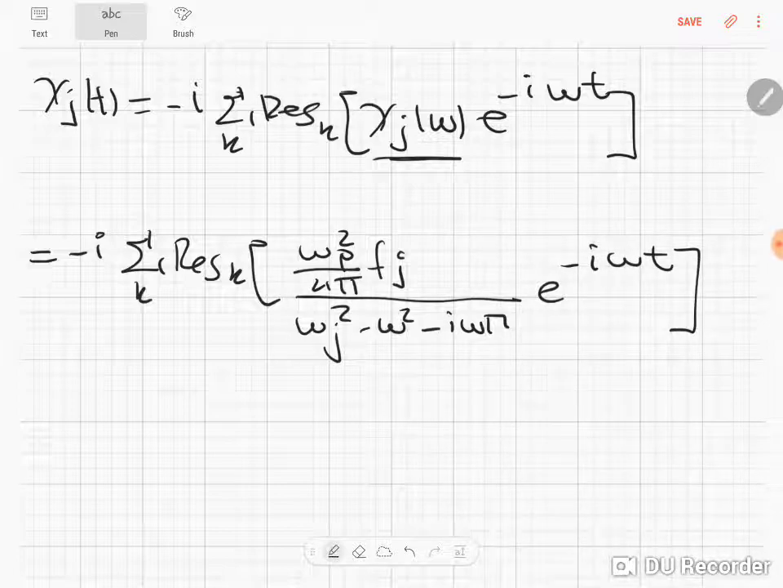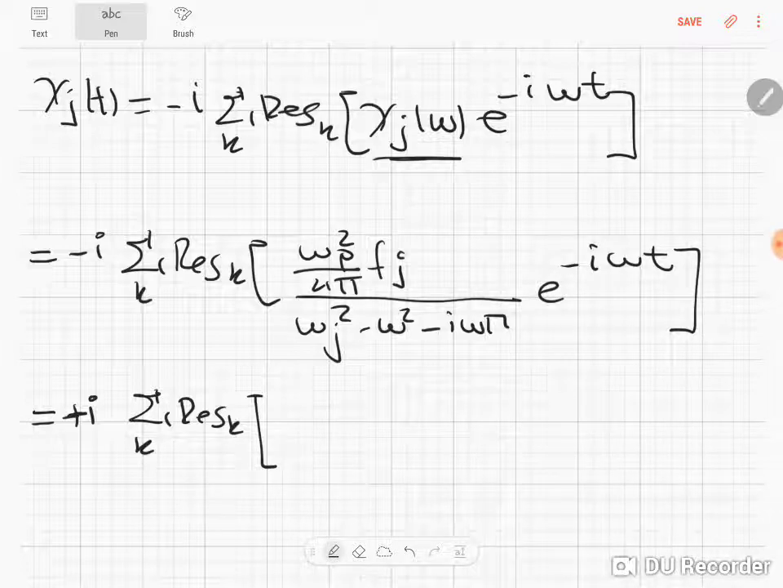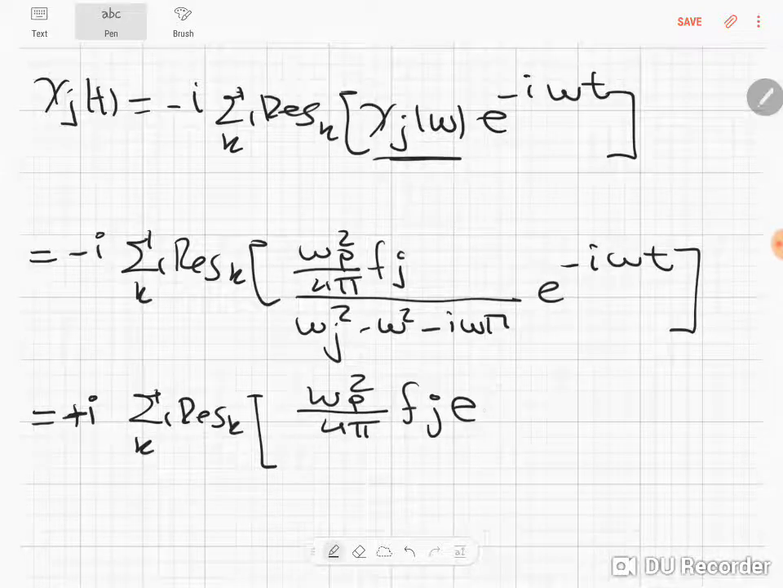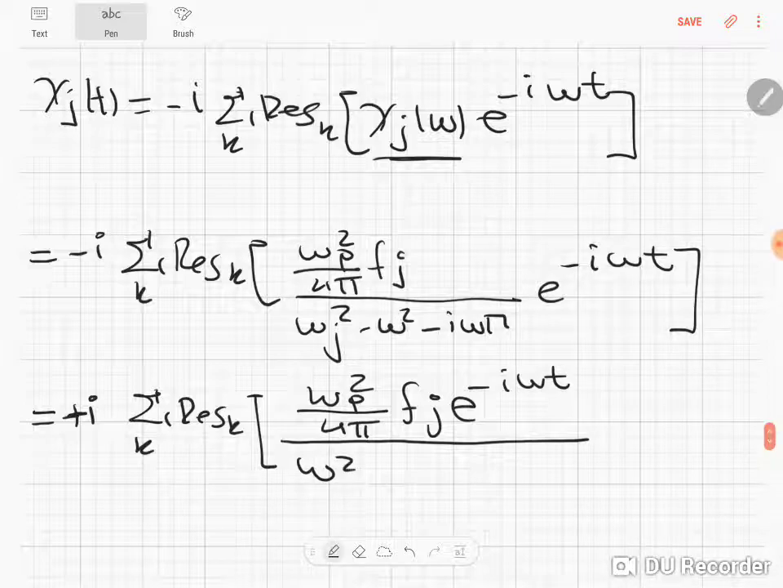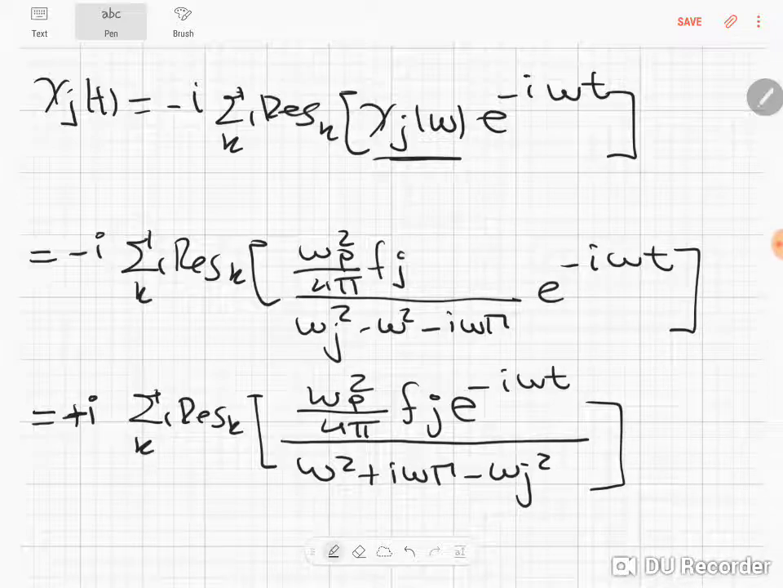We just revert the sign here, and then we write minus i, or let's write plus i, the summation over all residues of this function here, which will in turn become omega p squared divided by 4 pi f sub j e to the minus i omega t divided by omega squared plus i omega gamma minus omega j squared. So we just pulled the minus sign from here and then placed it here. Okay, so that's what we actually did.